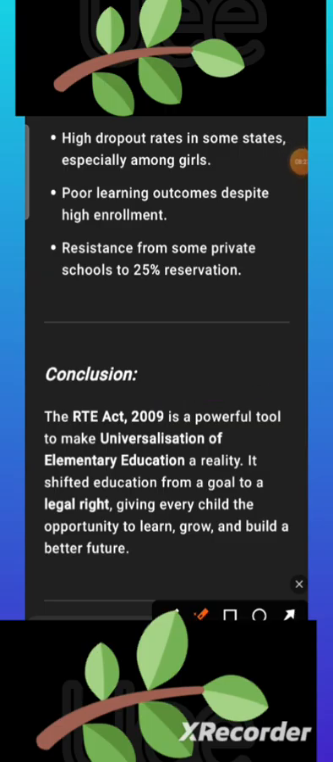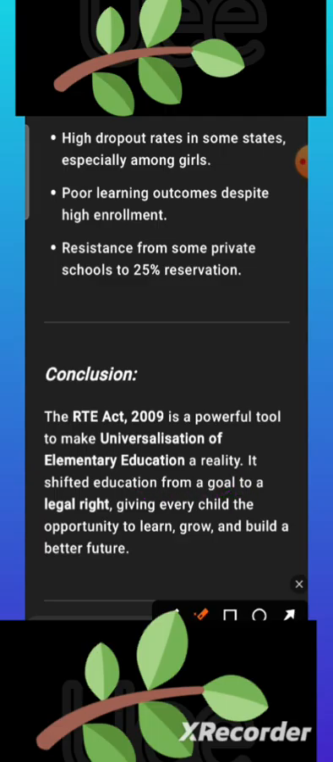Impact and achievement. Significant improvement in school enrollment, especially among girls and marginalized communities. Increased awareness about the value of education as a right. The Act has pushed for better accountability and infrastructure development. So, in conclusion, the RTE Act 2009 is a milestone in the history of Indian education. It has transformed education from a policy goal to a justiciable legal right.